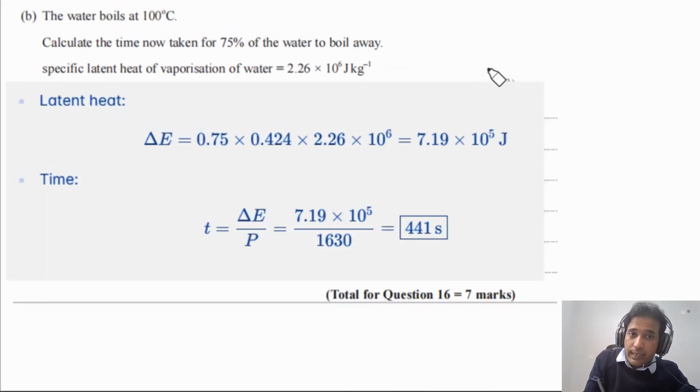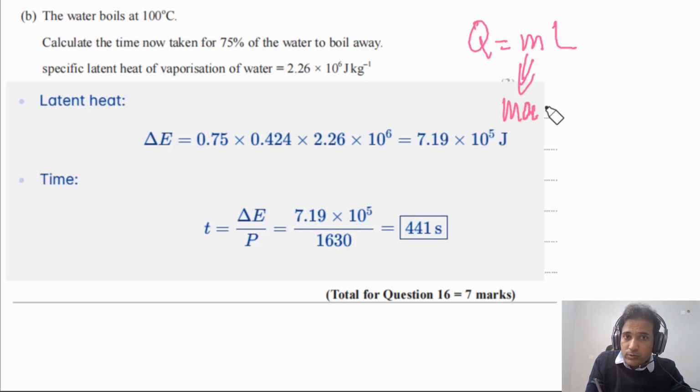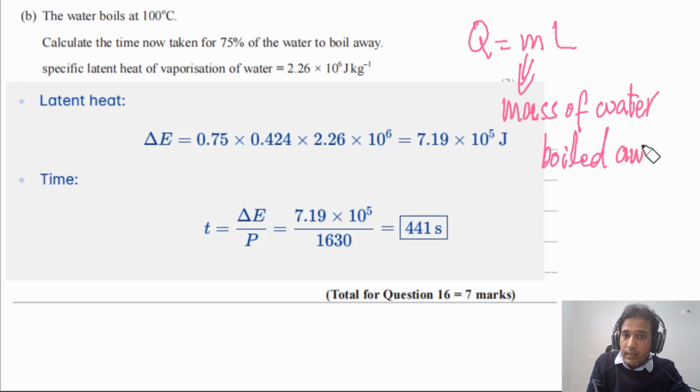Before we go to the next question, I want to explain one very important point. So Q is equal to ml. Now can you tell me what m is representing here? If you simply say m is the mass of water, that is wrong. You have to be very clear. M is the mass of water boiled away. Very important one. This is the misconception many students have.